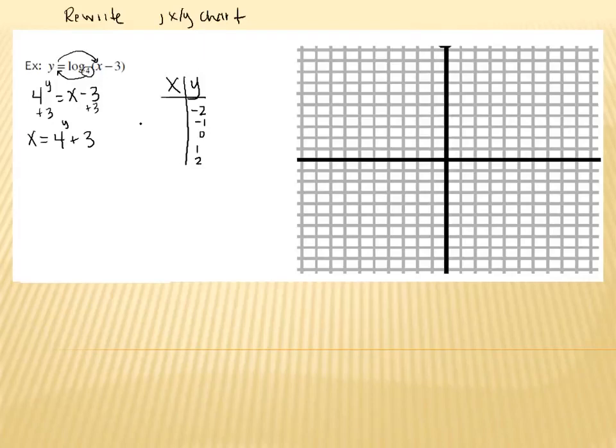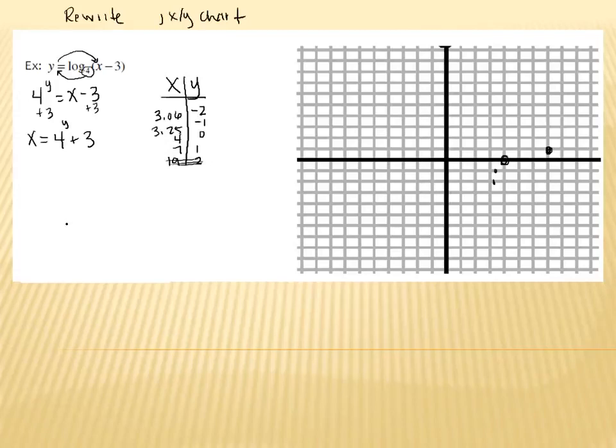So if I plug in negative 2, I'm going to get 3.06. Negative 1 is 3.25. Next to 0 is 4. Next to 1 is 7. And next to 2 is 19. Probably not going to graph that. So let's graph the other one. 7, 1. 4, 0. 3.25. 1, 2, 3.25. Down 1. And then 3.06 down 2.